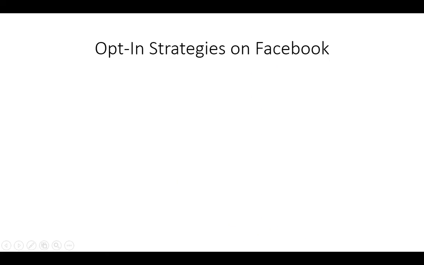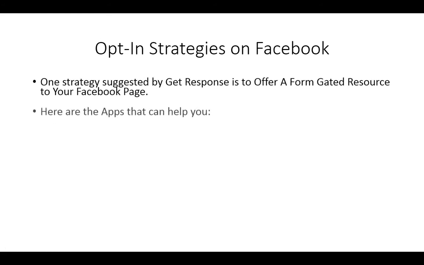To physically get people onto your opt-in list on Facebook, one strategy mentioned by GetResponse is to offer a form-gated resource to your Facebook page. Or in other words, you want to make sure that there's content that if you give it away, the only way they're going to be able to get that content is if they opt into your list.